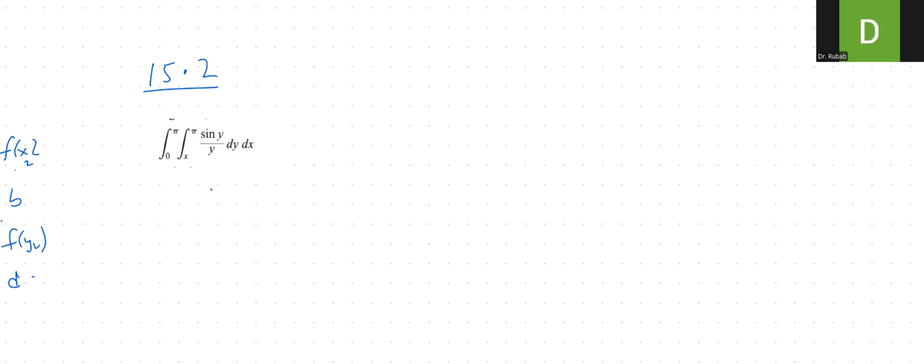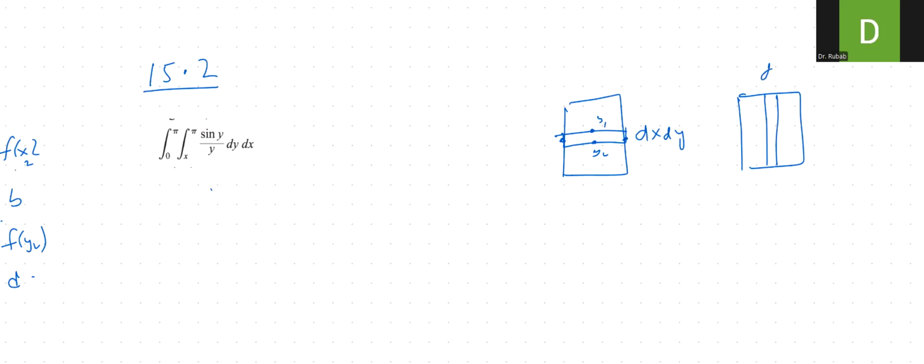Graphically, if I plot a diagram, I will take a horizontal strip. This will be dx dy, with limits of x1 and x2 and limits of y1 and y2. And the vertical strip shows dy dx, with limits of x1 and x2, and y1 and y2.